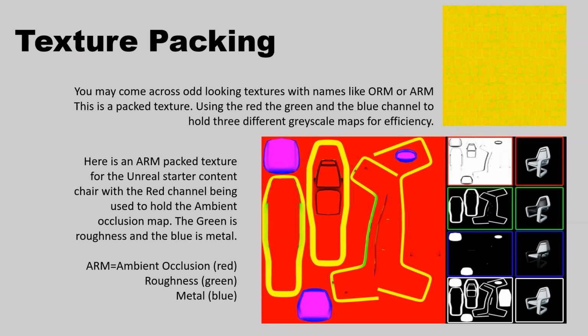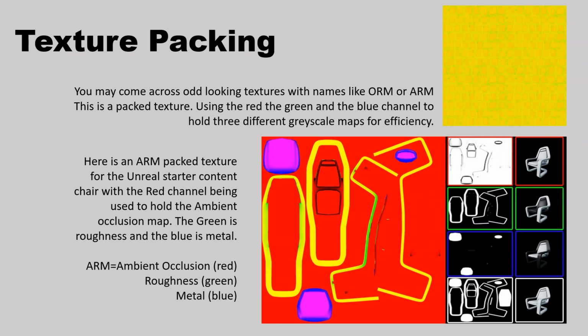Because if you've noticed, most of the textures that we're using are grayscale images. So you can get away with that with something like this texture here. This is the Unreal Starter Content, the chair that you get as the default there. And it's using the red channel to hold the ambient occlusion, the green channel for roughness, and the blue for metal. So that ARM is ambient occlusion in the red, R for roughness in the green, and metal for blue.